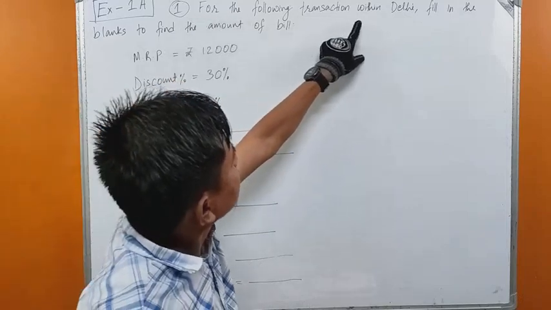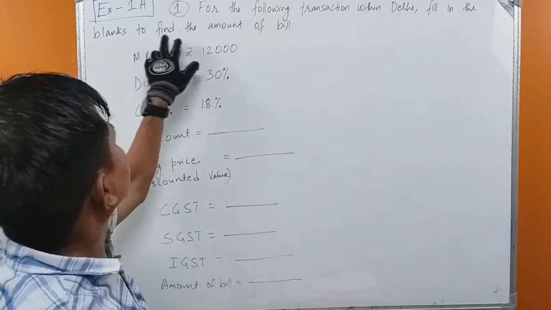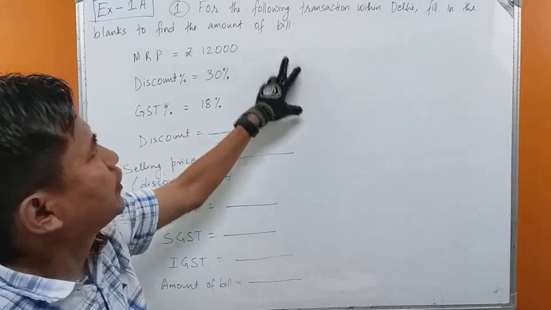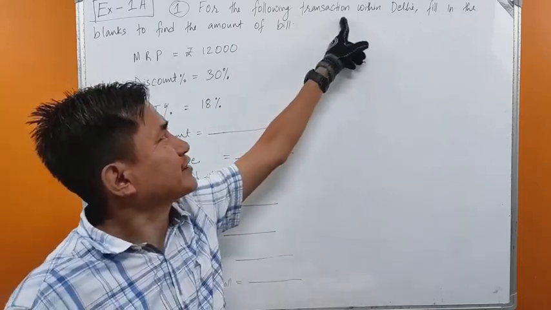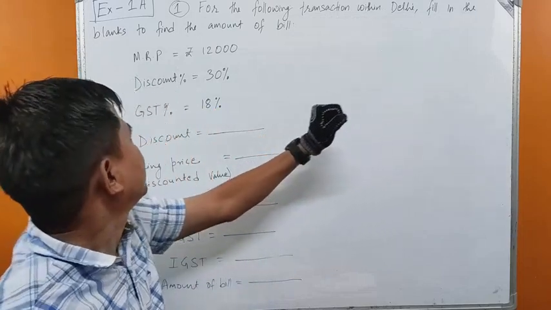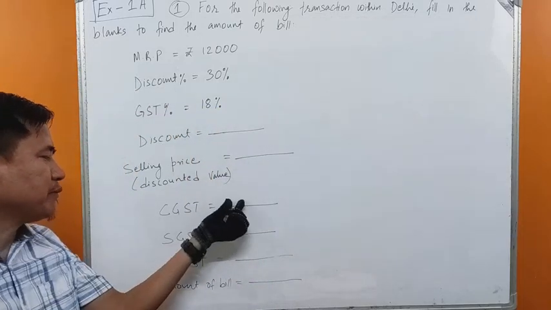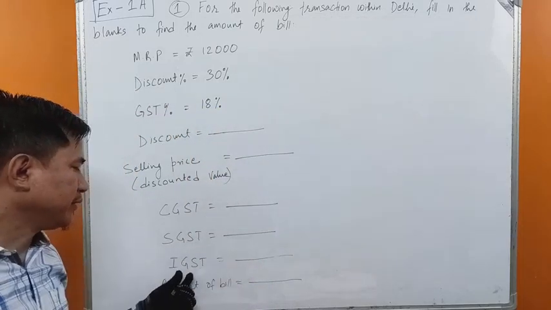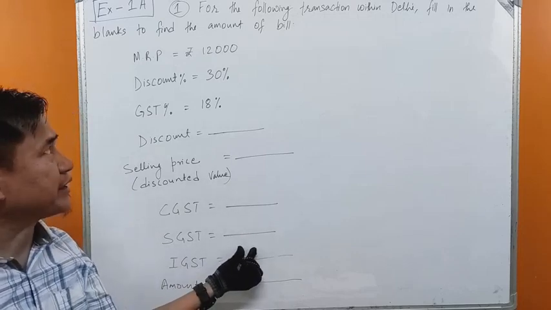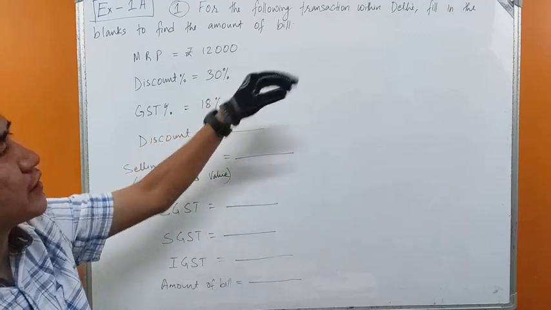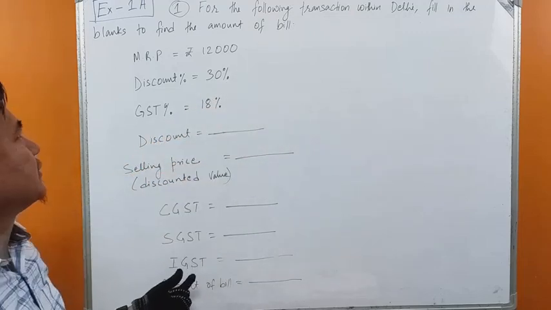For the following transaction within Delhi, fill in the blanks to find the amount of bill, okay? So the product is manufactured in Delhi and sold in Delhi, isn't it? Transaction is carried within Delhi. So CGST will be applicable, SGST will be applicable, but IGST will not be applicable, okay? IGST will be zero or nil because the transaction is carried within a single state, isn't it?